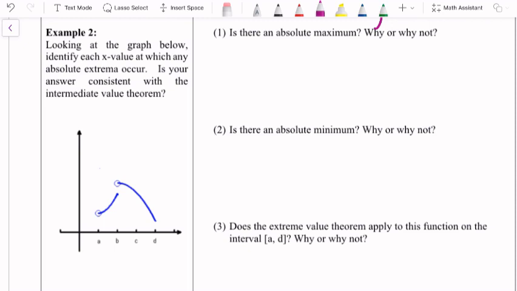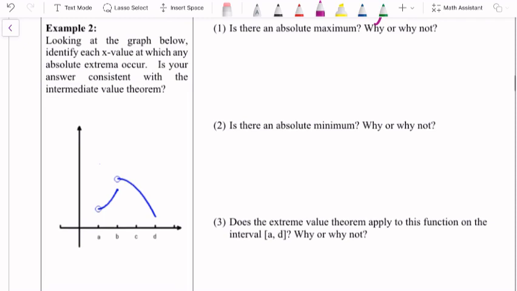All right, welcome back. Hopefully you've had a second to think about it. So let's examine this graph first. I see that we kind of have a piecewise function going on here, and it is not a continuous graph. We do have a jump discontinuity here, or a removable discontinuity, I guess.